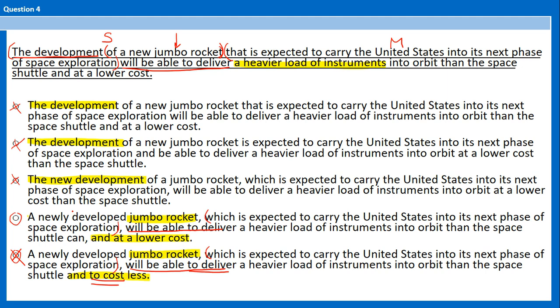And we keep number 4. And be careful. "At a lower cost" is a special type of modifier. When you have a comma plus a prepositional phrase such as "at a lower cost," then the prepositional phrase is an adverbial clause that describes the main verb. In other words, "at a lower cost" is describing "will be able to deliver." How? At a lower cost.